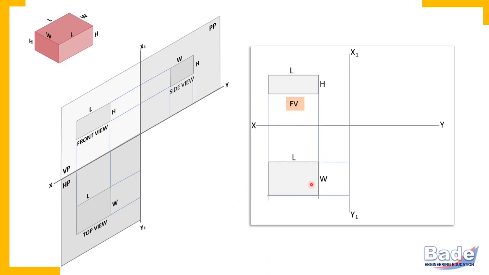So front view and top view have common end projectors. Remember, this is very important. The basic logic is that two views of a point, front view and top view, lie on a single projector. Similarly, the front view of an object and the top view of the object have common end projectors.